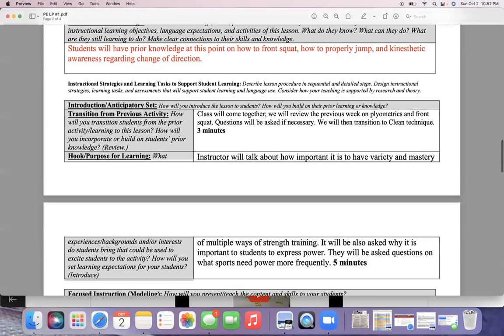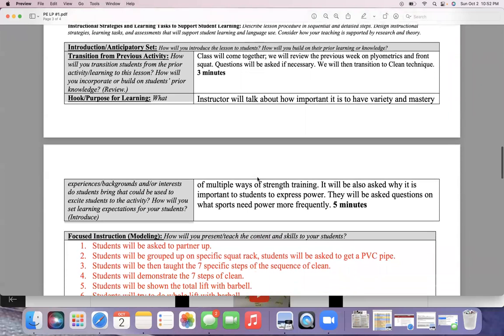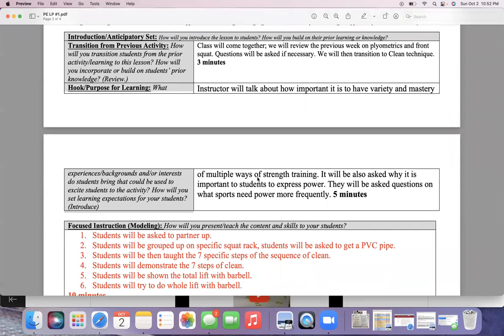Next is the introduction and anticipatory set. So how will this lesson be introduced to the students, and how does this continue their prior learning and knowledge? Hook/purpose for learning. So how does this pique students' interest? Making sure that it's something that reflects what they want to do and want to learn.